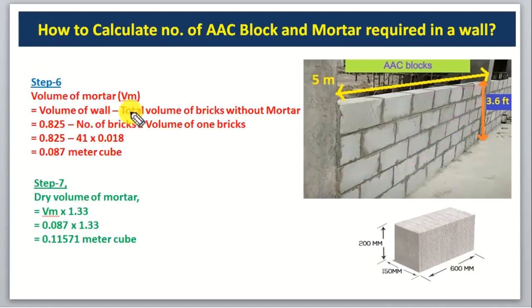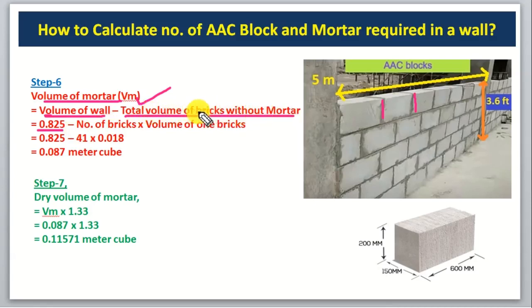Okay, now let us move toward step number 6, and step number 6 is to calculate our volume of mortar. Okay, now how much mortar has been used in this wall? So how will we calculate? To calculate volume of mortar, we have to subtract total volume of bricks without mortar from the volume of wall. So we have calculated volume of wall. Total volume of wall with mortar is given 0.825.